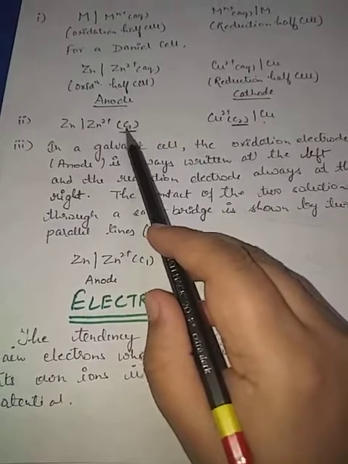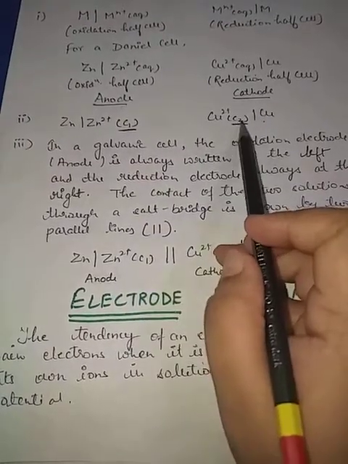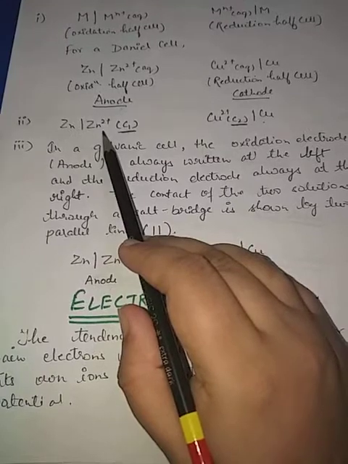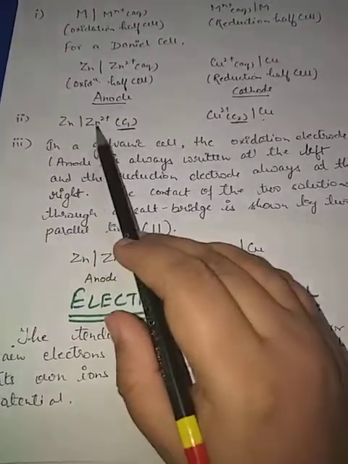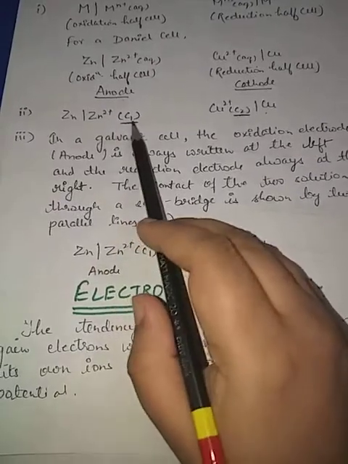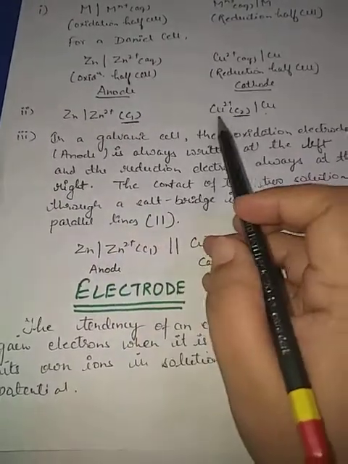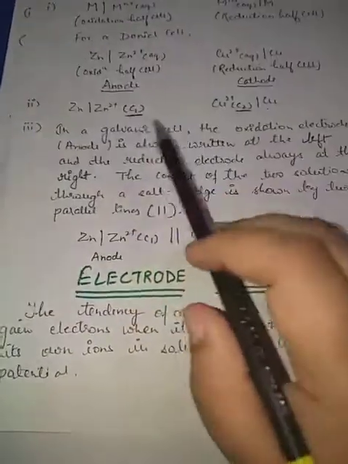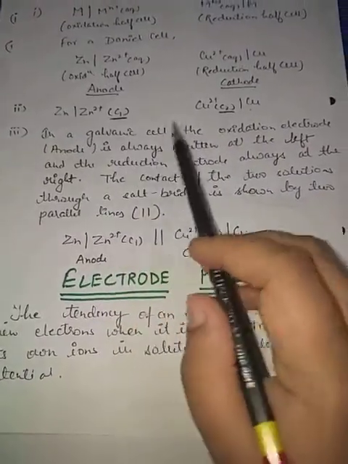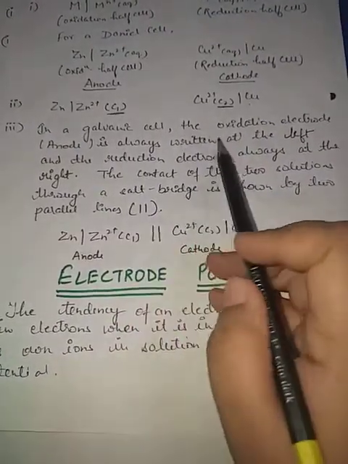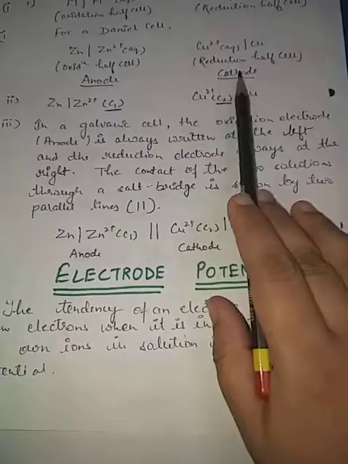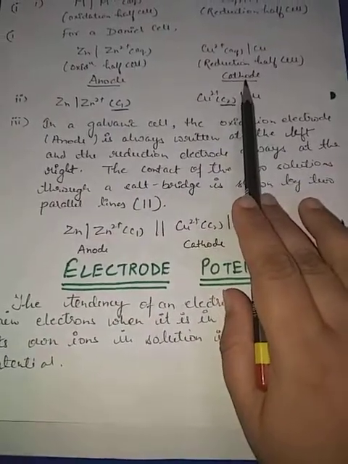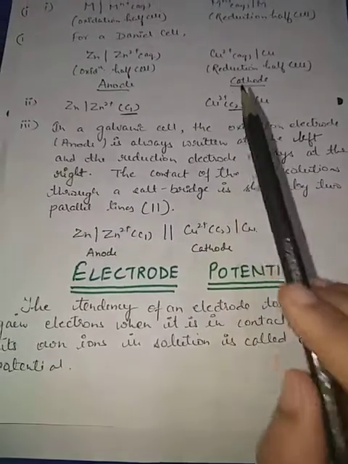Concentration will always be written for aqueous solutions only, not for metals. For aqueous solutions only we can write the concentration, that is moles per liter. Molarity we can write here. Now next, in a galvanic cell, the oxidation electrode is always written at the left, and reduction always at the right.